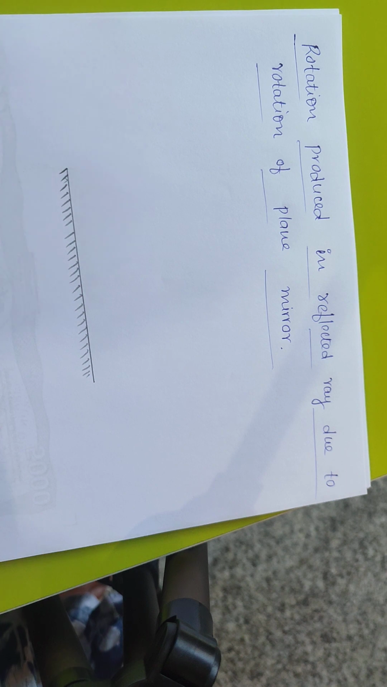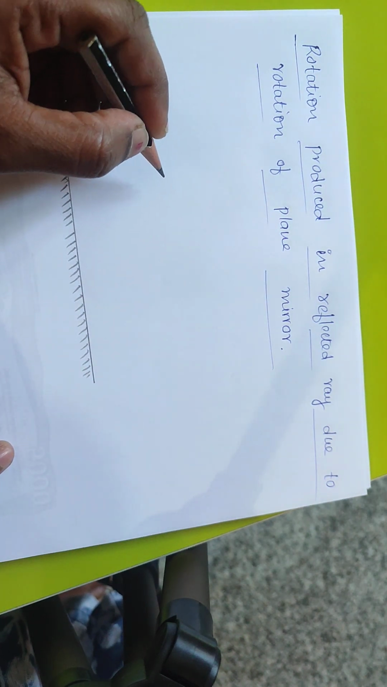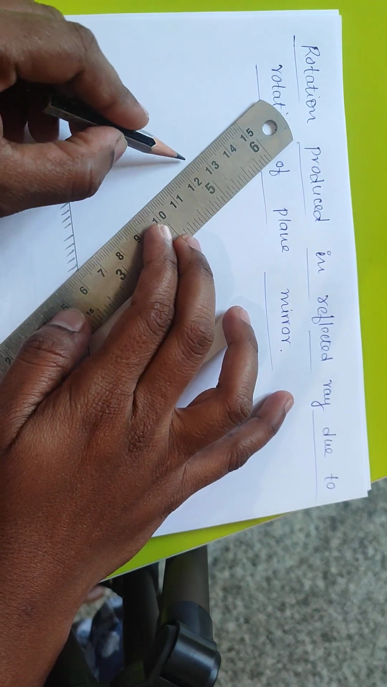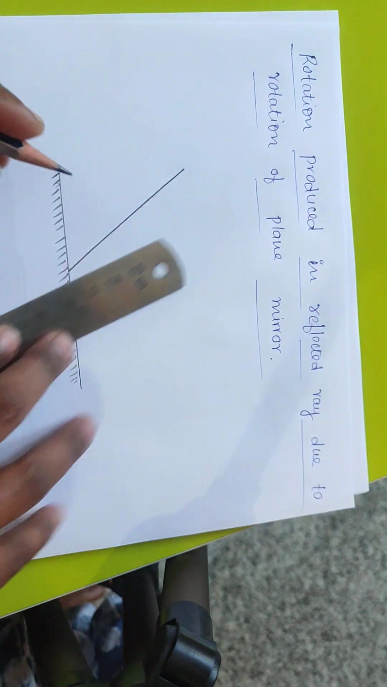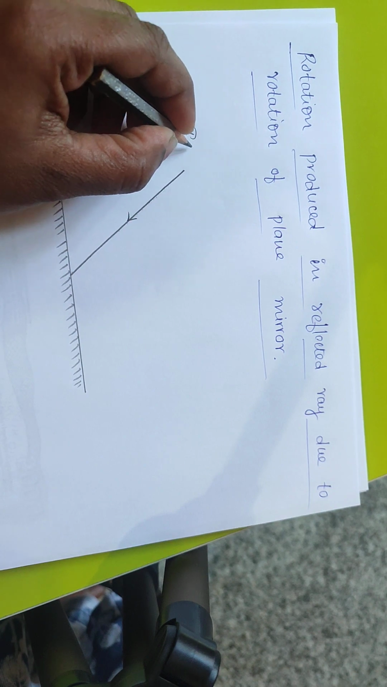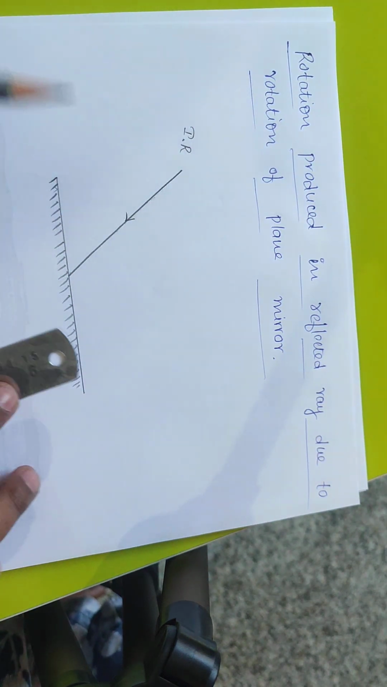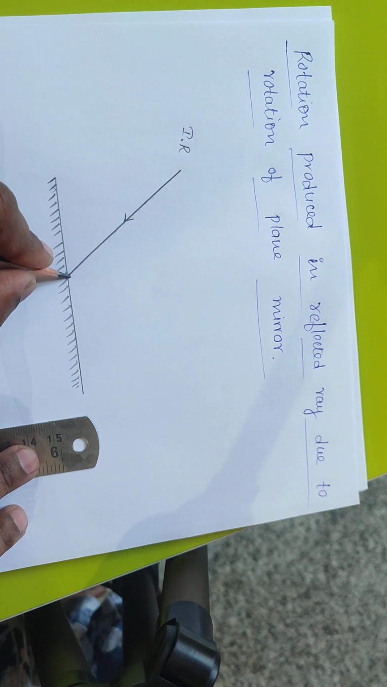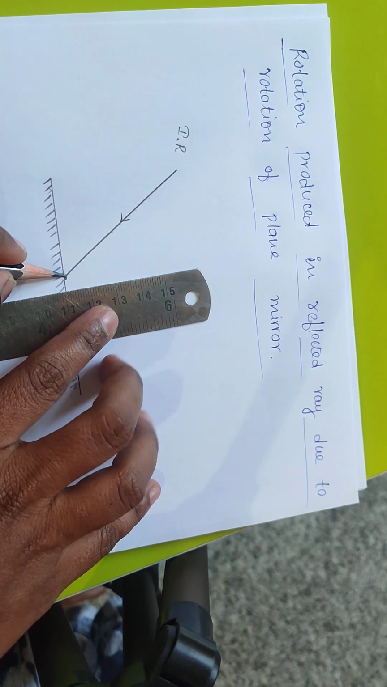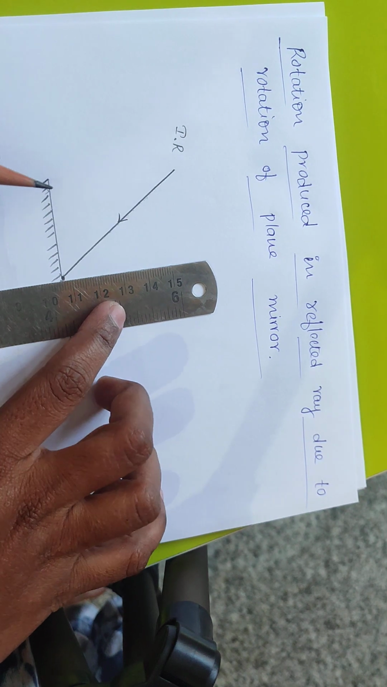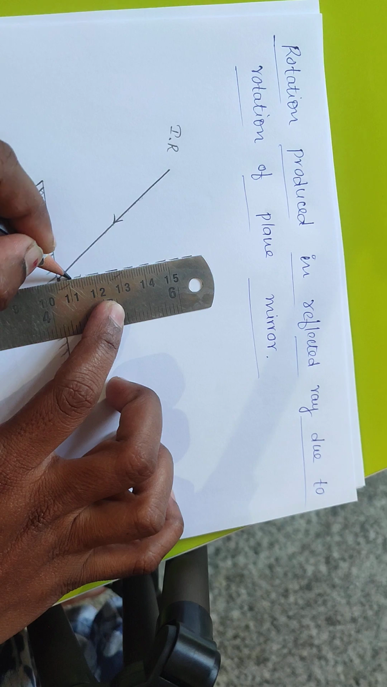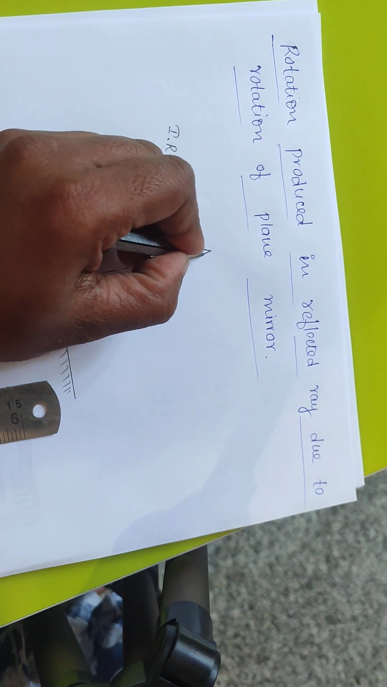So now we are sending a light ray to this mirror. A light ray is incident like this. Let us consider this as IR, meaning incident ray. This is the point where the light ray is incident on the mirror. At the point of incidence we are drawing a normal line. Let us write this as N.